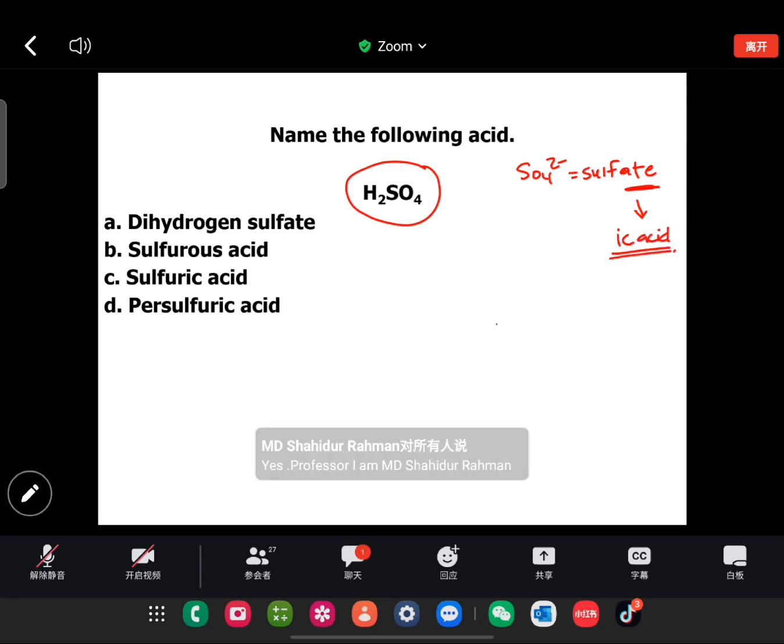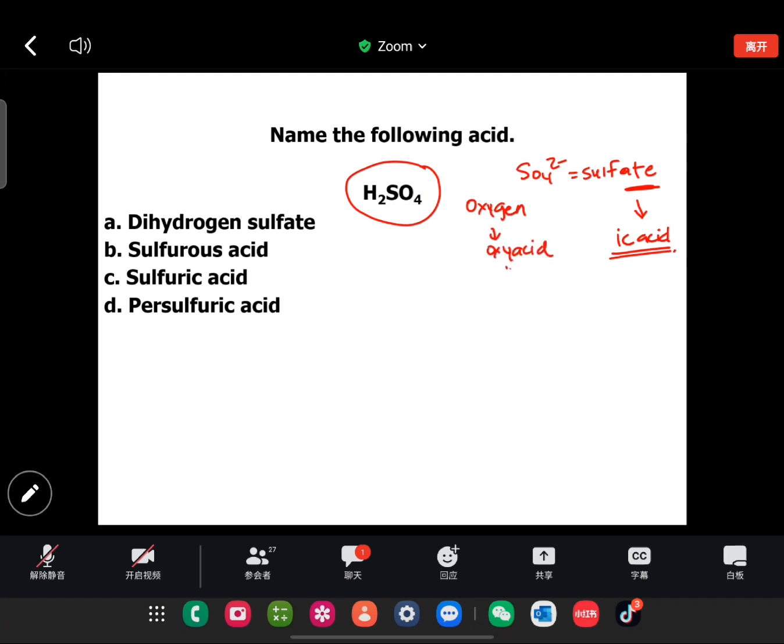Now, because there is oxygen in this compound, it's an oxy acid. For an oxy acid, we do not write hydro in the beginning. Okay, so no hydro will be written, simply sulfuric acid.